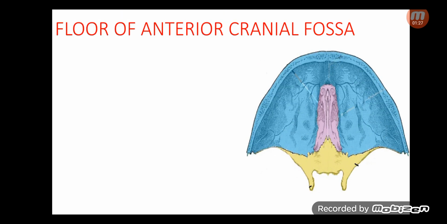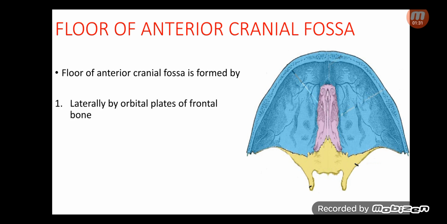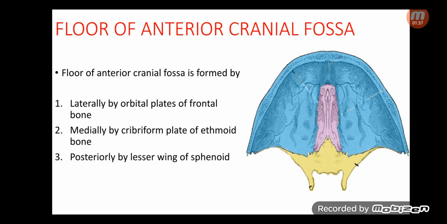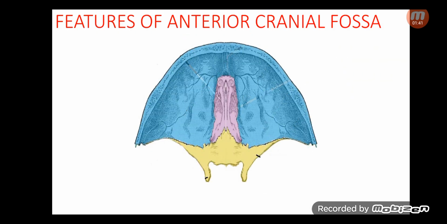Then we will talk about the floor of the anterior cranial fossa. The floor of the anterior cranial fossa is formed laterally by the orbital plates of the frontal bone, medially by the cribriform plate of the ethmoid bone, and posteriorly by the lesser wing of the sphenoid bone.